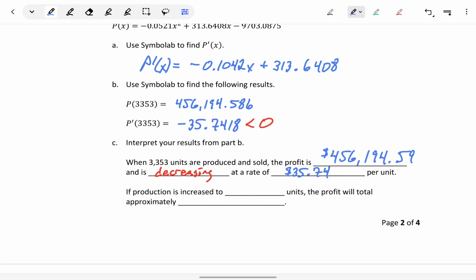What that means is that if production was increased by 1 to 3,354 units, total profit would be approximately, again, the sum of those two values, or in this case, really it's subtraction. Our approximation is $456,158.85, because we would expect our total profit to drop by $35.74.